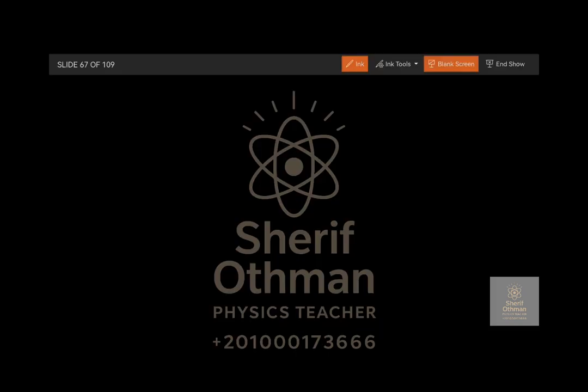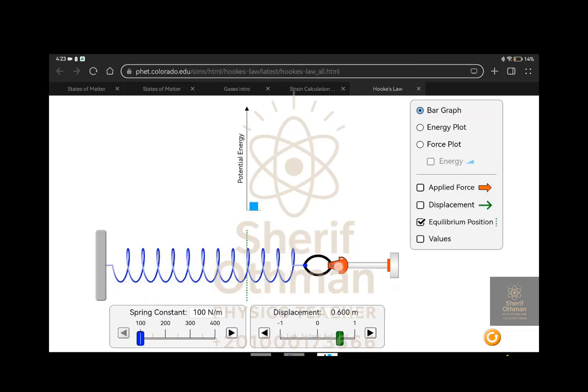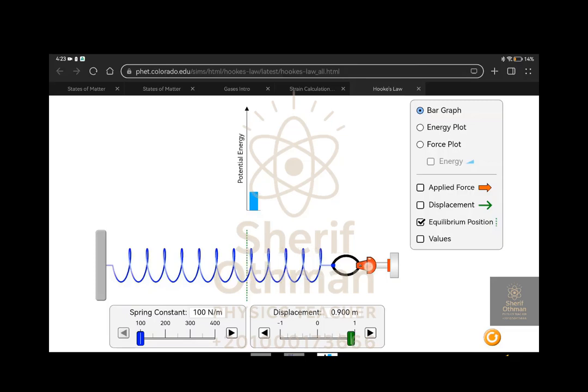So guys, let's apply Hooke's law. Here is a spring, and a force applied to the spring makes it stretch. By increasing the force, the potential energy stored inside the spring also increases. And also by increasing the spring constant, the amount of potential energy increases.